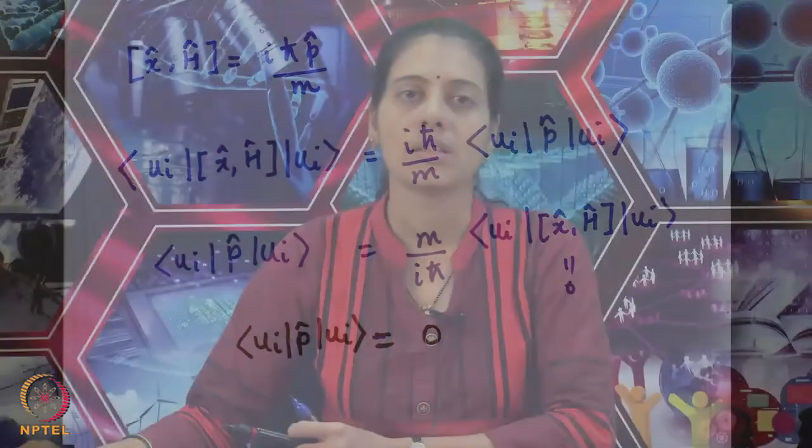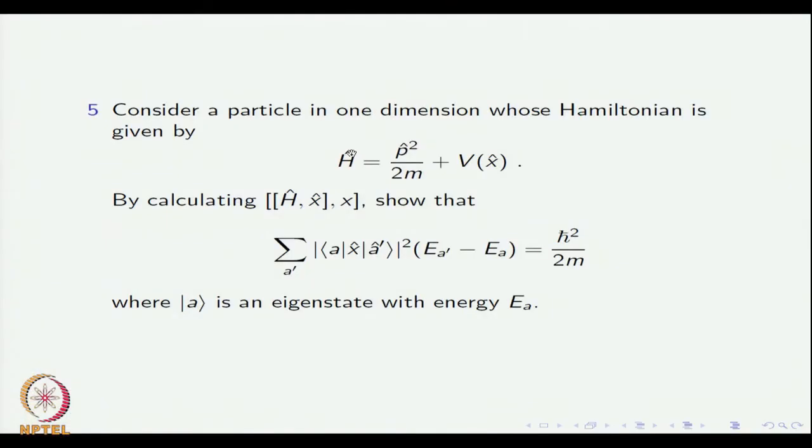So, with this example, let us go to the fifth problem. Fifth problem is, you consider a particle in one dimension whose Hamiltonian is given by, as in the previous example, H is p²/2m plus V(x). Taking the same Hamiltonian, we have to calculate the commutator of [H,x] commuted again with x. So, that we have to calculate, and using that we have to show certain results. So, let us get started with that.